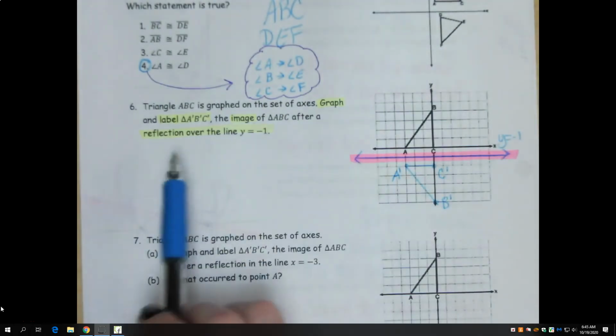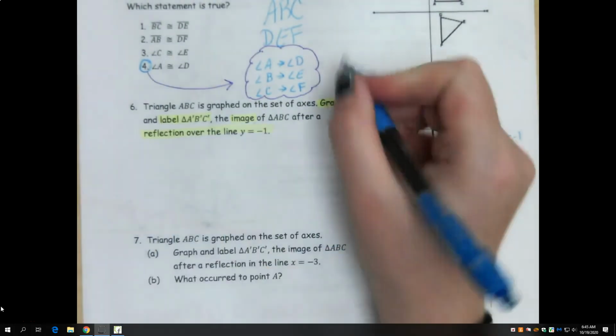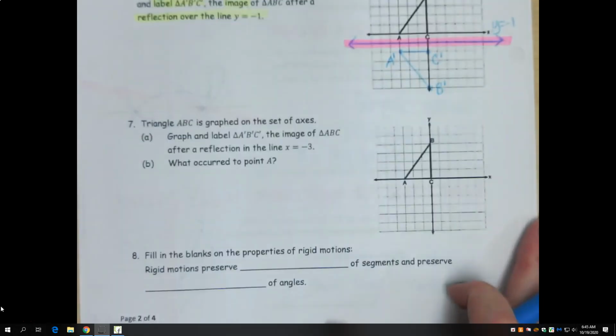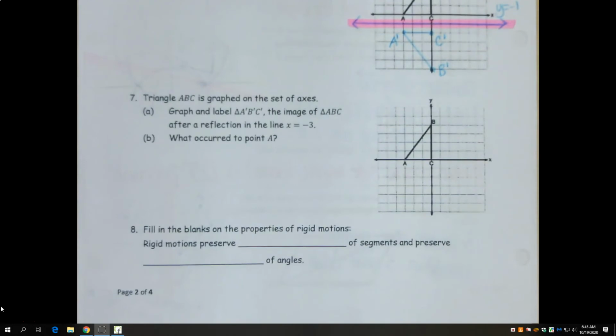All right, all it asked me to do was graph and label. I graphed, boom, I labeled, done. All right, let's look here at number 7. Number 7 says triangle ABC is graphed on the set of axes. Part A, graph and label triangle A prime, B prime, C prime, the image of triangle ABC after a reflection in the line x equals -3.